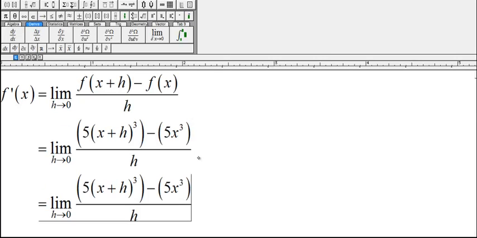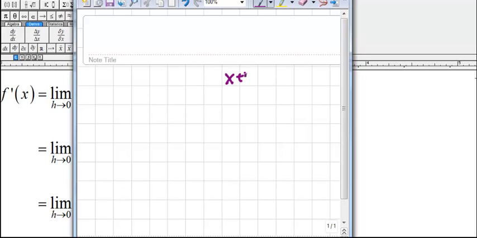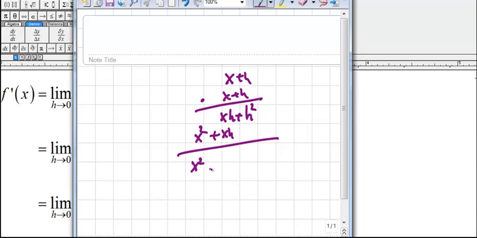Now we need to work this out. Let me do some scratch work on the side here a minute. If you have x plus h times x plus h, and you're multiplying, h times h is h squared. This is xh. This is h times x, which is xh. This is x squared. So this is x squared plus 2xh plus h squared. So this is x plus h squared.